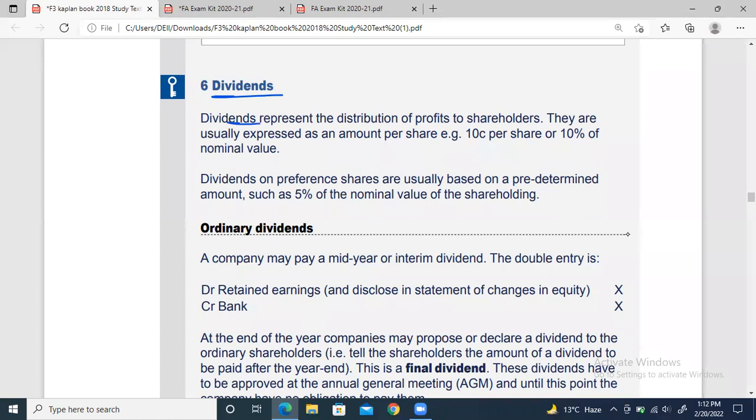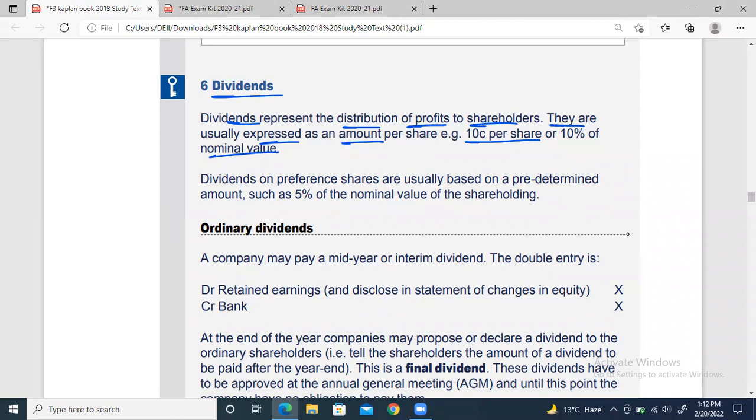Dividends represent the distribution of profits to shareholders. They are usually expressed as an amount per share, for example 10 cents per share or 10% of nominal value. Yesterday I told you as well that whenever there is a profit, after deducting all the expenses, the residual profit is distributed between all the shareholders. That is basically called dividends, right?